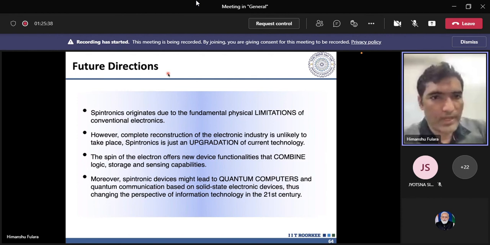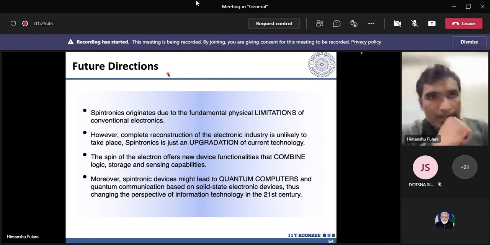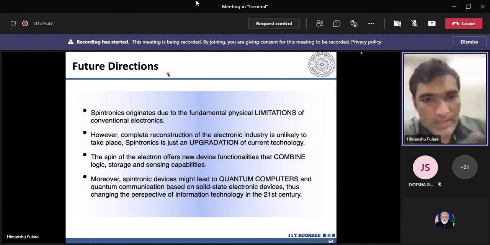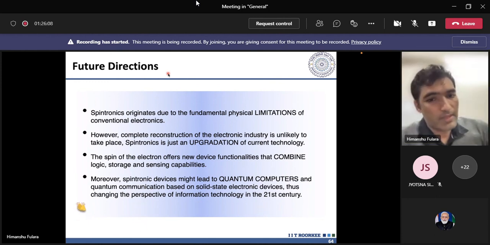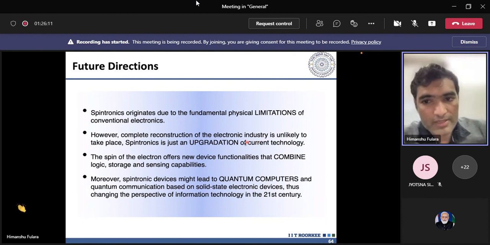With this, I would like to summarize that spintronics is a very emerging technology, and it originates from the fundamental limitations of our electronic devices, because we have arrived at a point where further miniaturization of these electronic devices is not possible. So we need to think out of the box, and spintronics gives you that promising alternative. And complete reconstruction of the electronic industry is unlikely to take place.